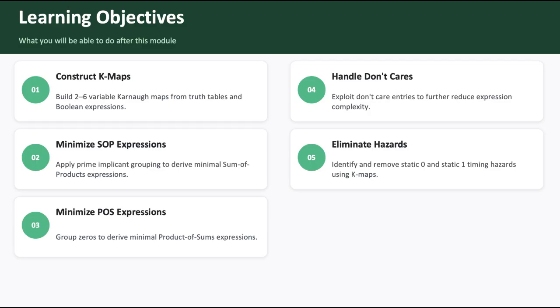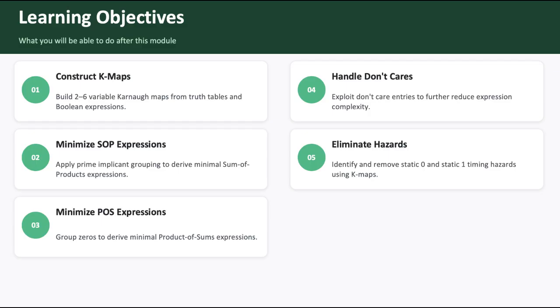Objective 1 is to construct K-maps. You need to be able to take any Boolean function expressed as a truth table, a minterm list, or a Boolean expression, and map it directly onto a 2, 3, 4, 5, or 6 variable Karnaugh map, without error.